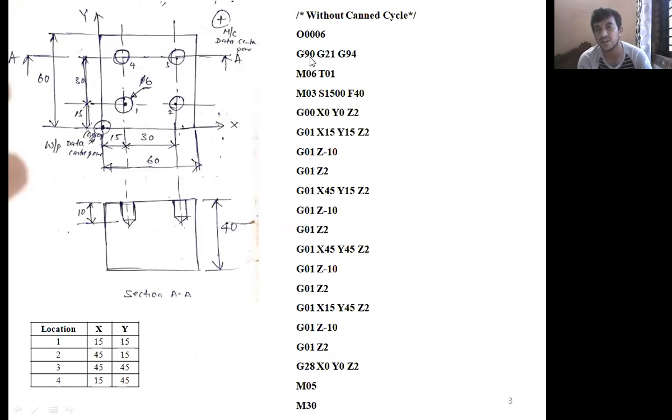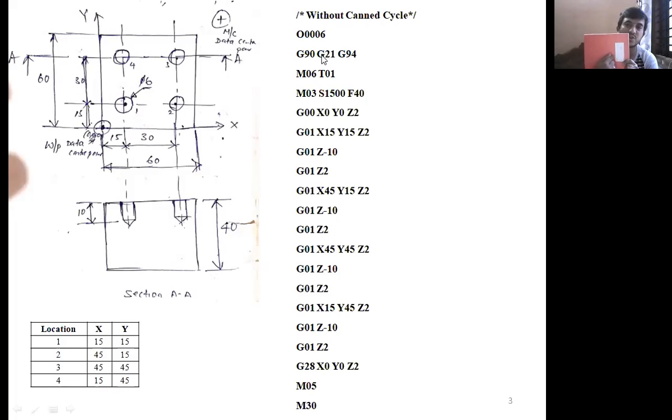G90 stands for what? Whatever location coordinates we are measuring, with respect to what? The origin, the bottom left corner, is the origin we always take. So we always measure the coordinates with respect to the origin. That is called G90, absolute coordinate system. Next, G21. G21 stands for what? The input values are in millimeter.